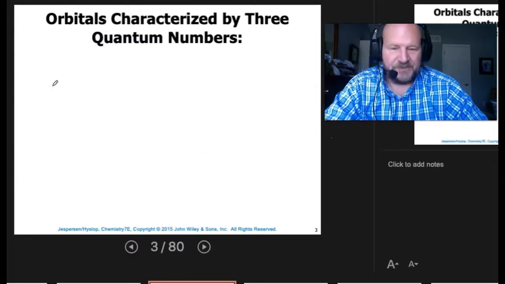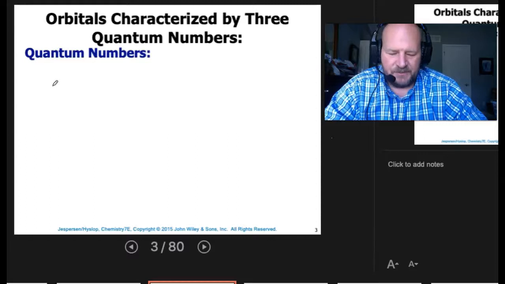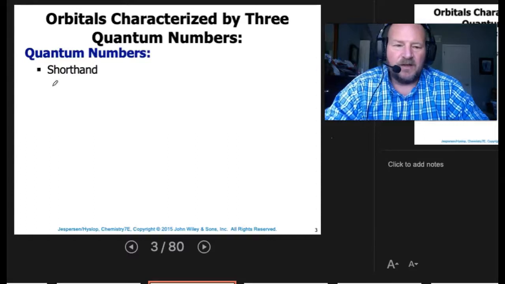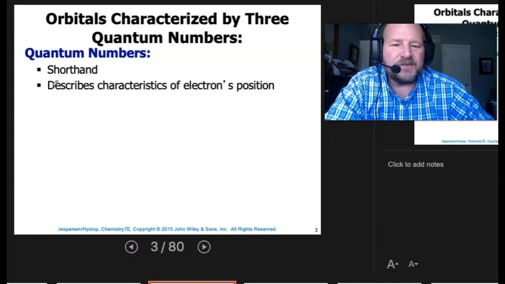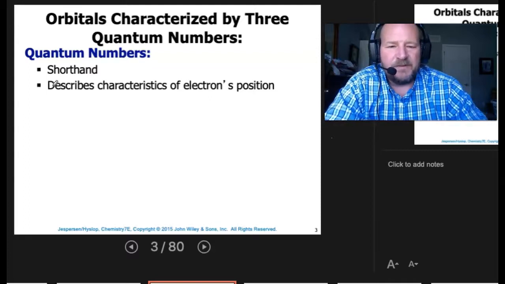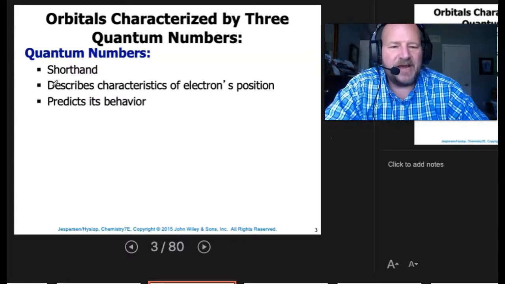So that means the orbitals then can be characterized by 3 quantum numbers. So the quantum numbers are going to be a shorthand way to describe the characteristics of the electron's positions. Now, the reason why we would do that is because then we're going to use that for bonding, and it's going to predict the behavior.